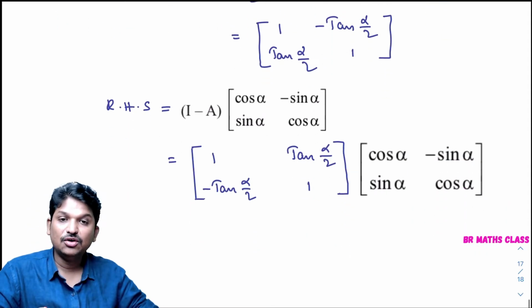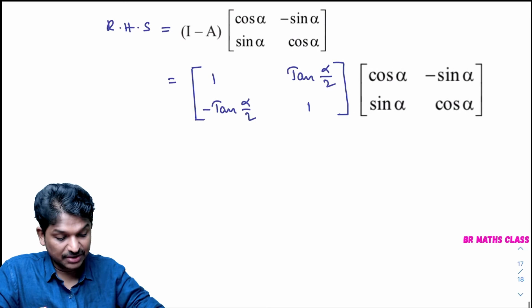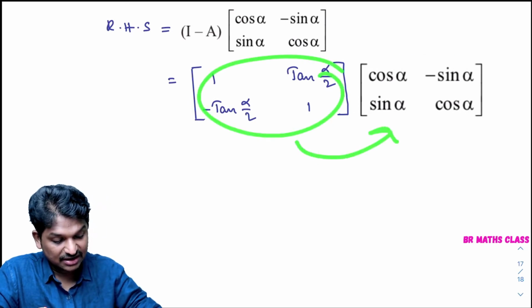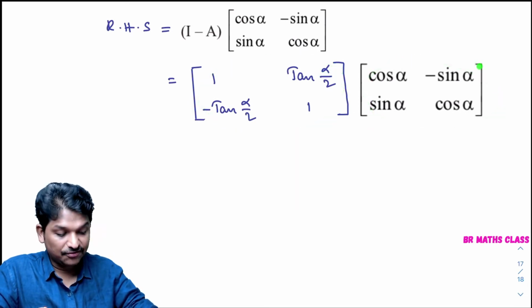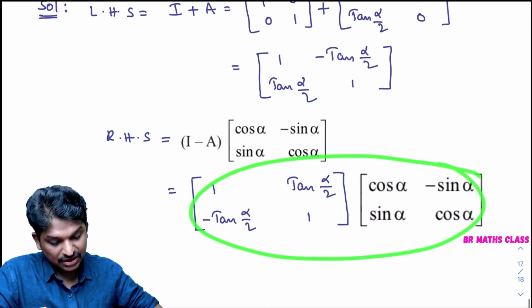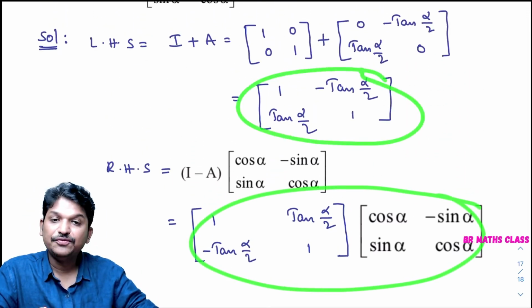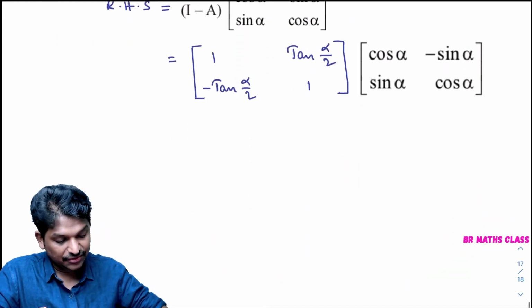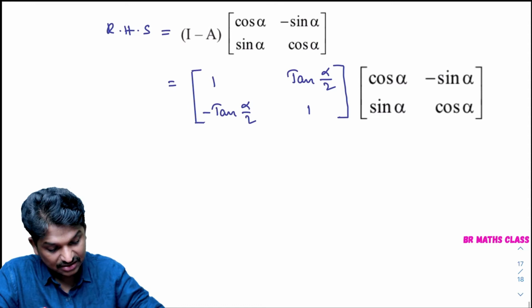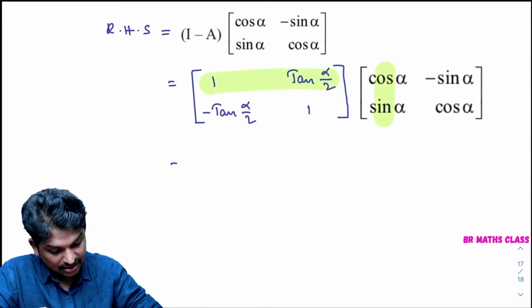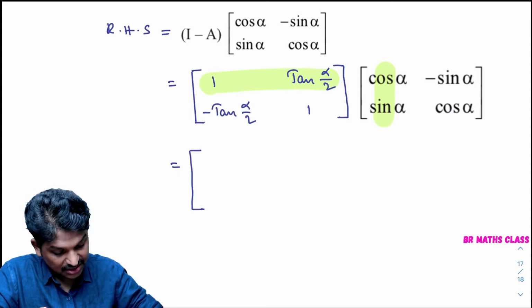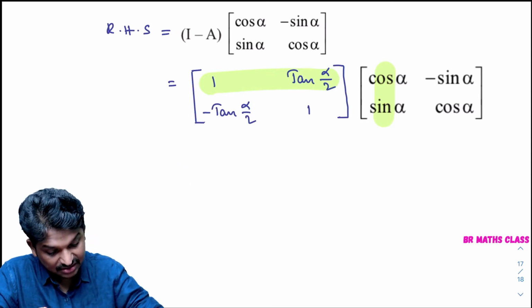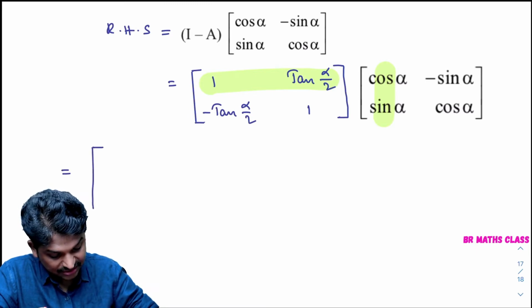Now we need to multiply these two matrices. After multiplying these two matrices, if you get this LHS, then we can say that LHS equals RHS. First thing is we will multiply these two matrices. How to multiply the matrices? Take first row, first column and multiply. We need space for this simplification, so I'll start from here.